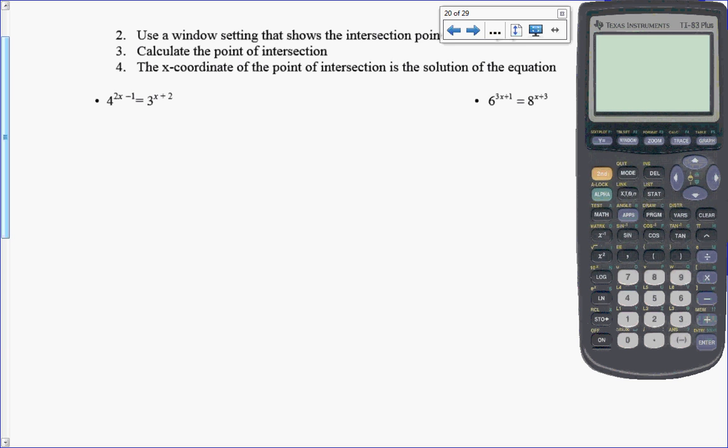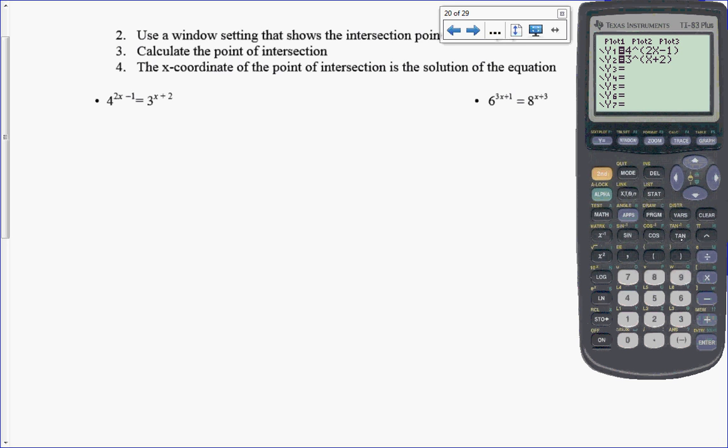Okay, so in your calculator, you're going to go into your y1, and you're going to put the left side of that equation. So 4 raised to the, and then put brackets to keep 2x minus 1 as one value, 2x minus 1, and close your bracket. Okay, then go down to your y2 and put the right side of the equation in as your y2. 3 raised to the bracket again, x plus 2.